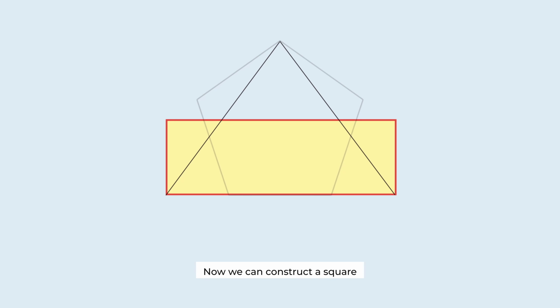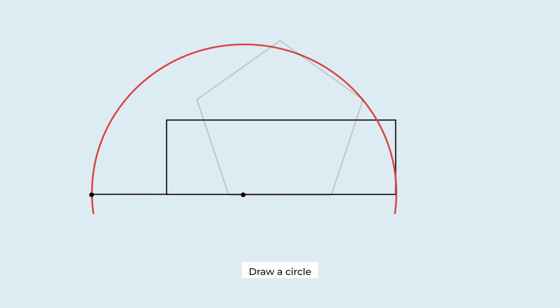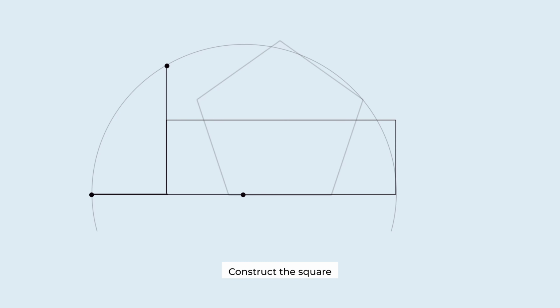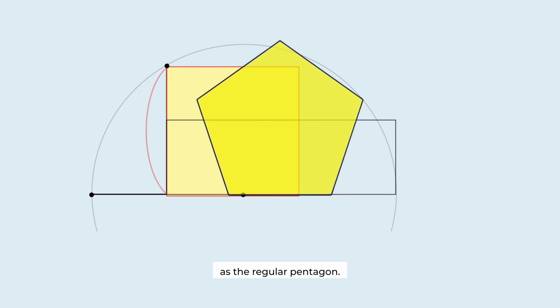Now, we can construct a square with the same area as this rectangle. Extend this side. Draw a circle to find the intersection point. Draw the perpendicular bisector of this segment. Draw a circle centered at this point. Extend this segment. Find the intersection of this line and the circle. Construct a square with this length as one side. This is the square with the same area as the regular pentagon.